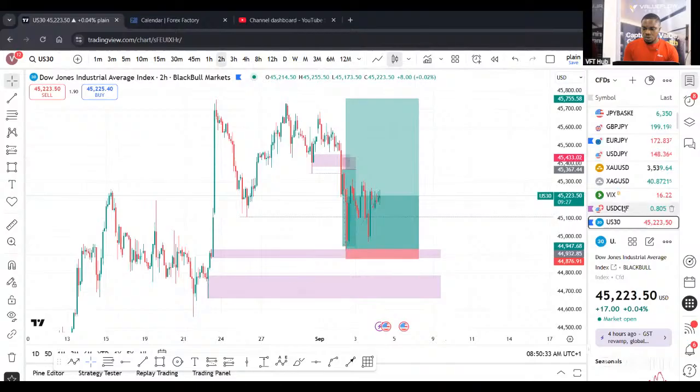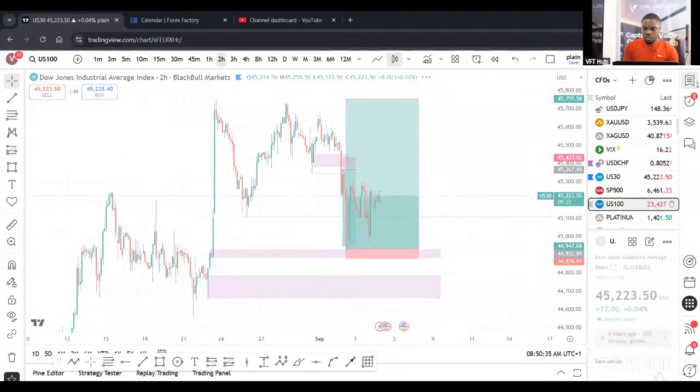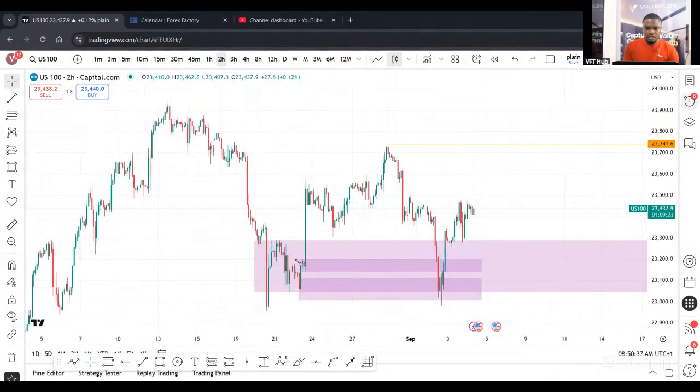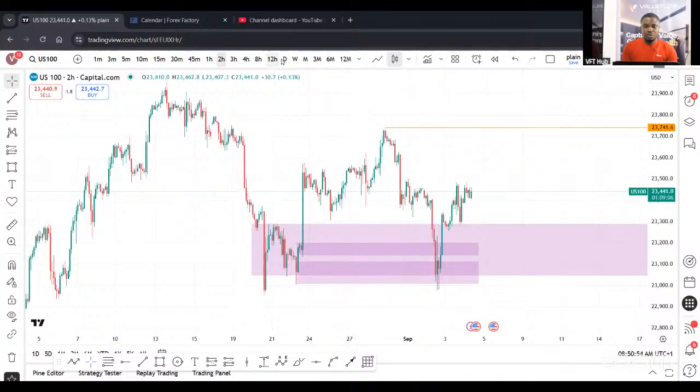Let's go to US 100. So you can see that even though we had a beautiful ride here, we still took SL in some other places, which is fine. This is trading, right? The goal is not to avoid loss, it is to ensure that your wins are bigger than your losses. All right.